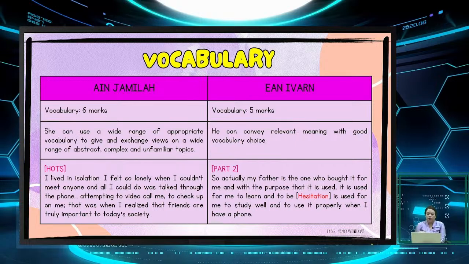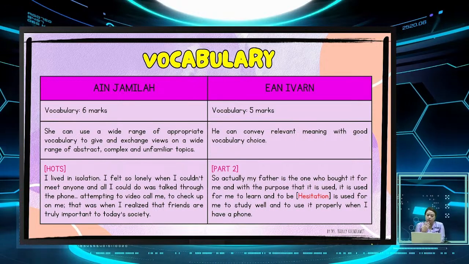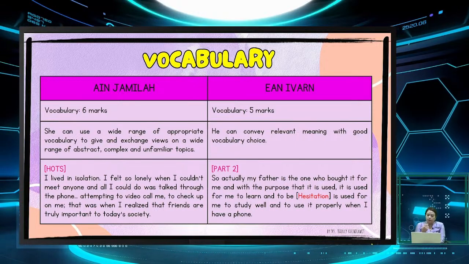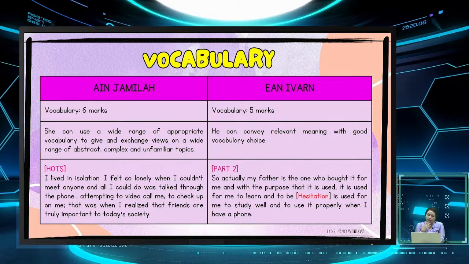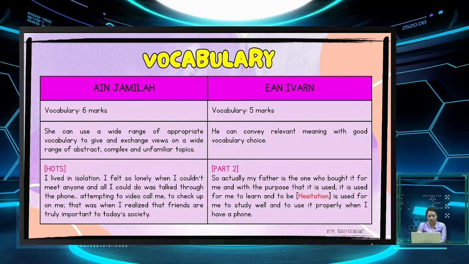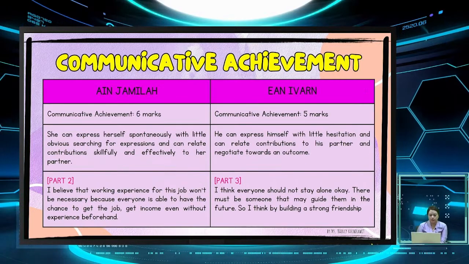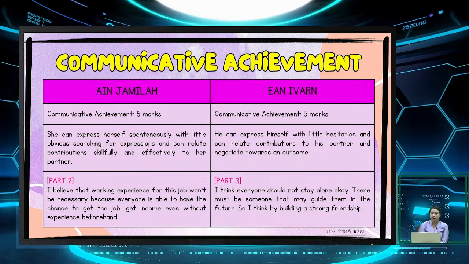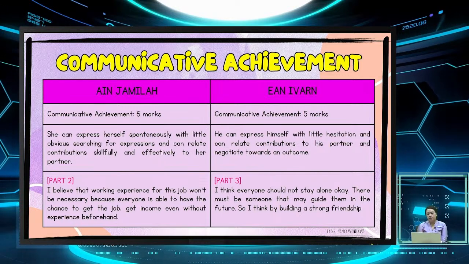And Ian can use good vocab, but slightly not as good as Ain. So Ian scored 5. Ain scored 6. CA, Ain 6, of course, and Ian 5.